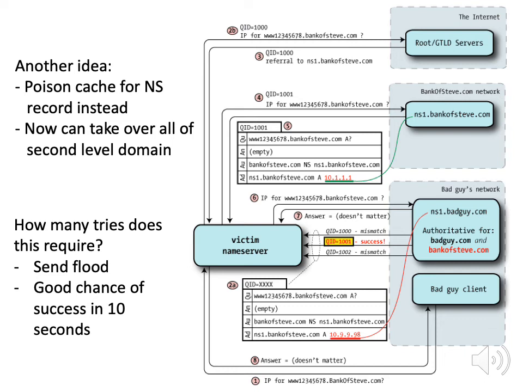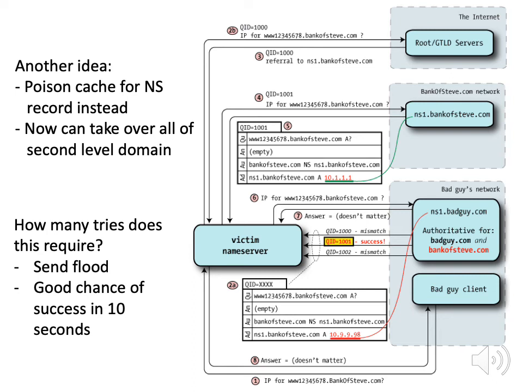So the victim name server, when it sees message 2A, will actually use message 2A instead of message 5, the real response, because we guessed the right query ID. So then when it does the recursive lookup for bankofsteve.com, it'll go to the bad guy network, and we can return whatever we want here, and one of these with the correct query ID to actually respond.